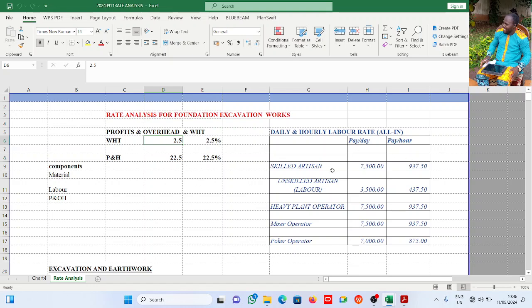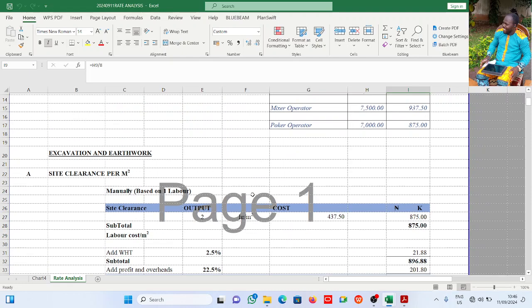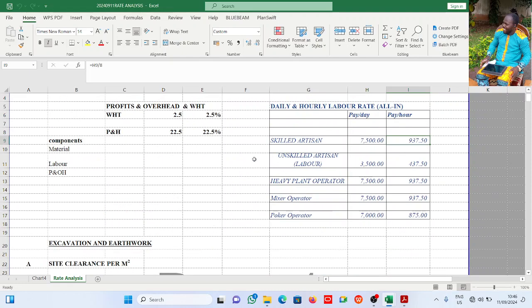All right, now this shows the daily labor rate for construction workers, skilled and unskilled. 7,500, and this is per day. This is per hour. The same thing applies for skilled workers and plant operators, depending on what you want to do. Now, quickly we jump in, having known these basics.